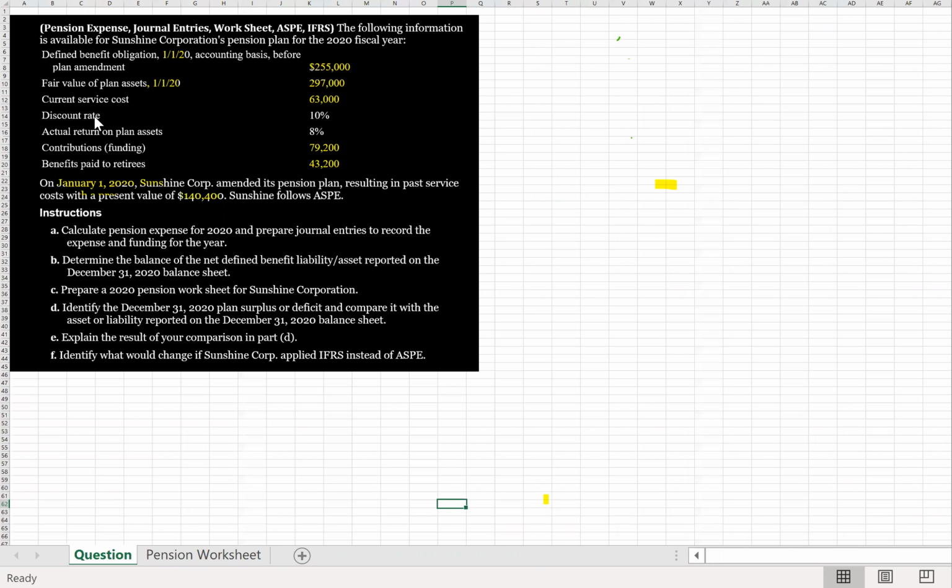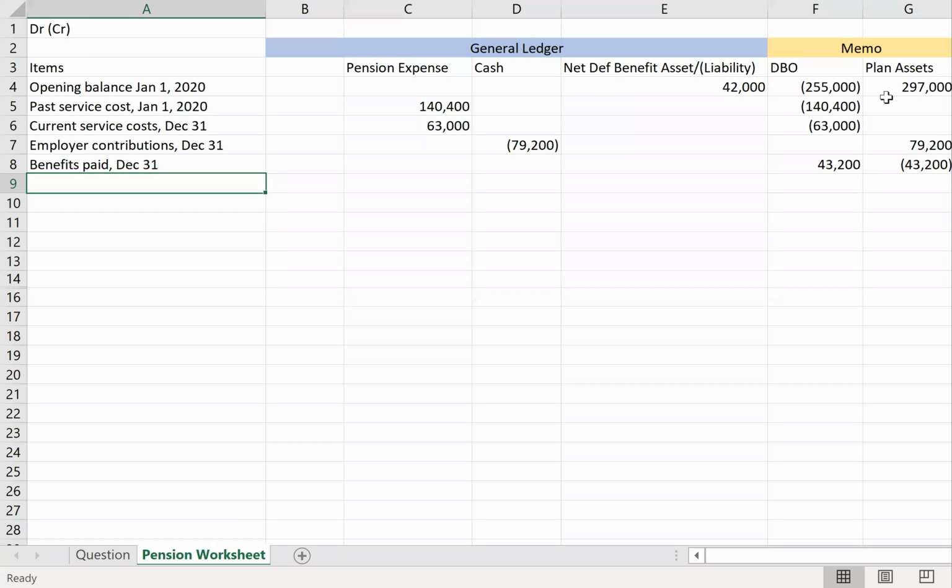The last thing we need to do is calculate, we use this discount rate of 10%. So the discount rate of 10% is given to us by the actuaries, and this is our expected return on plan assets. If you think about it, this is a cash account of investments. We're expecting to earn 10% on the balance in this account. And we also have interest expense on the DBO.